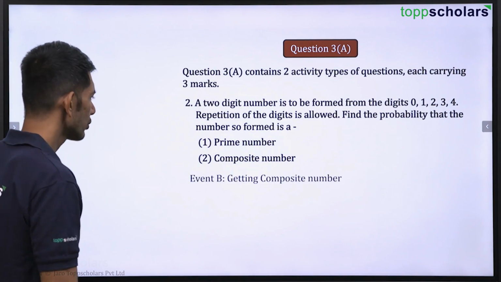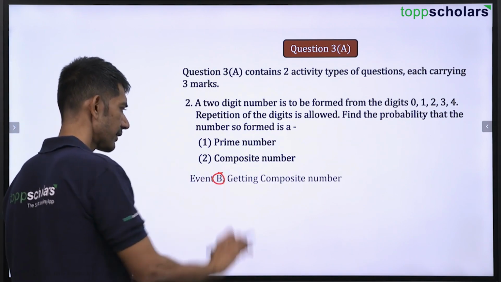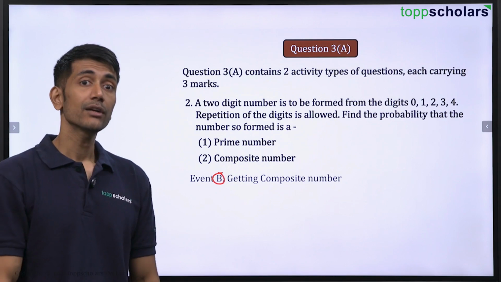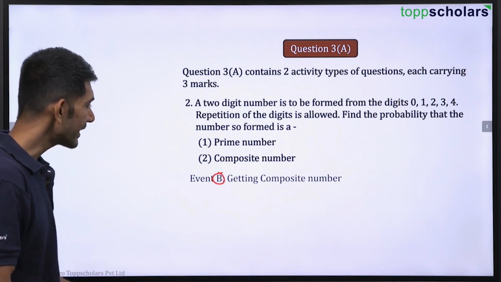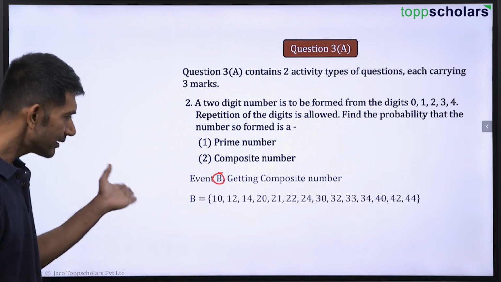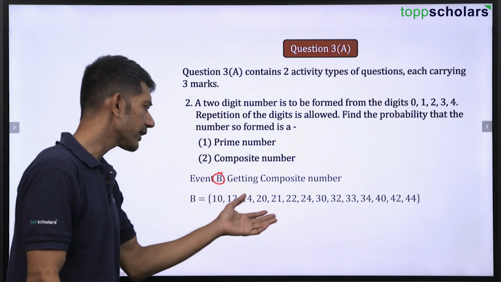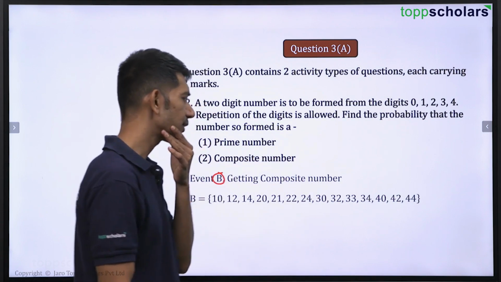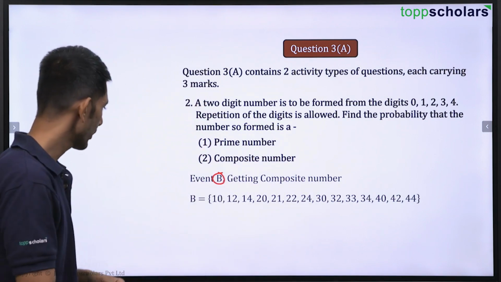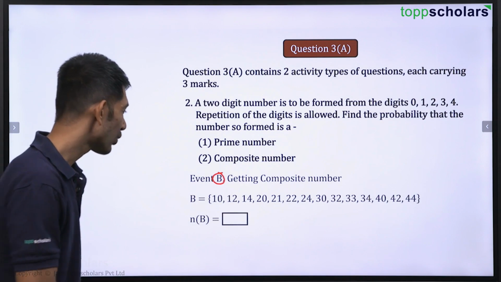Composite number. So another event B is an event of getting composite numbers. So B should contain what? All the composite numbers between 1 and 44 as per the condition. So 10, 12, 14, 20, 21, 22, 24, 30, 32, 33, 34, 40, 42, 44. N of B, again they're asking the total.